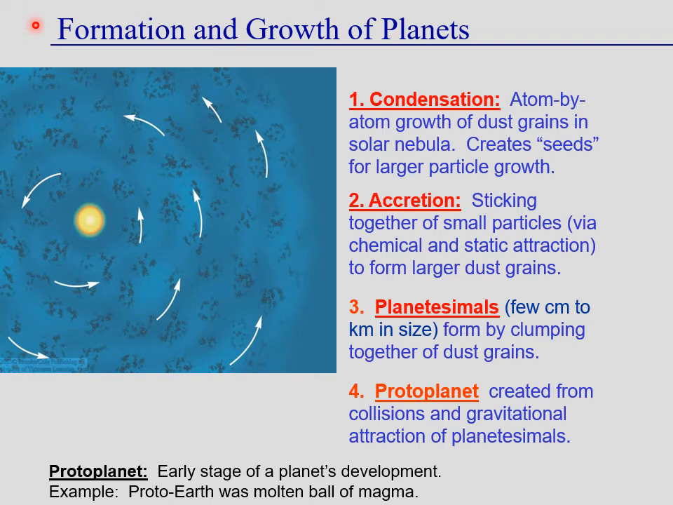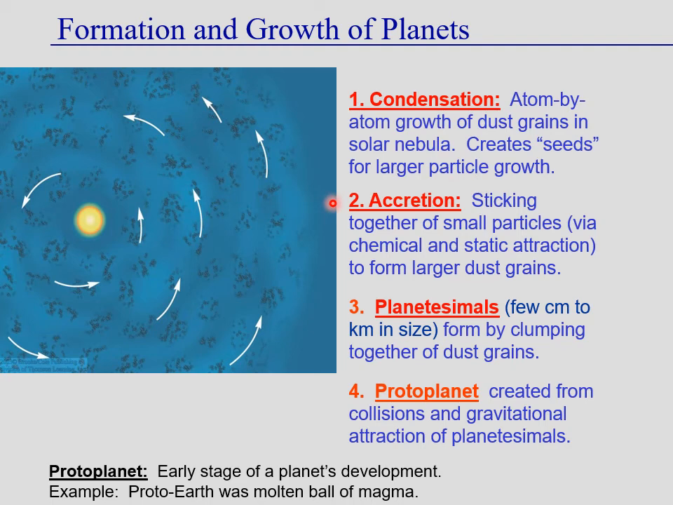So how do the planets actually form and grow? Well, we can do it in a series of steps, and we're going to look at that in the next couple of slides here. The first step for the formation of a planet is at the atomic level, and this is just condensation, where you have atoms basically sticking together just the way water condenses on a cold glass of iced tea that's sitting on the table. And these condensations of tiny little atoms form dust grains, which create seeds for larger particle growth.